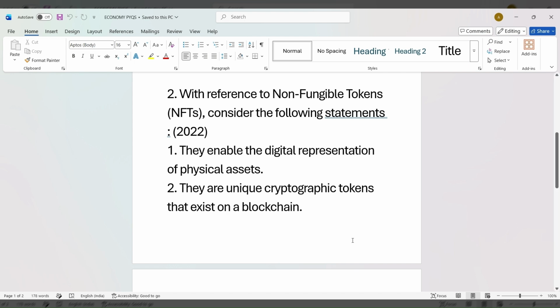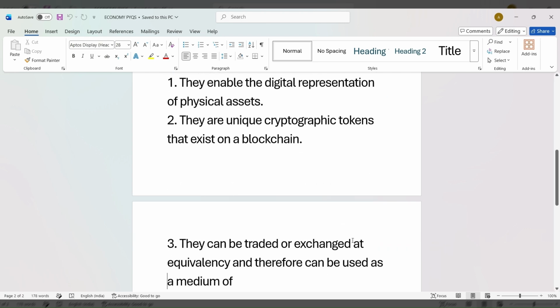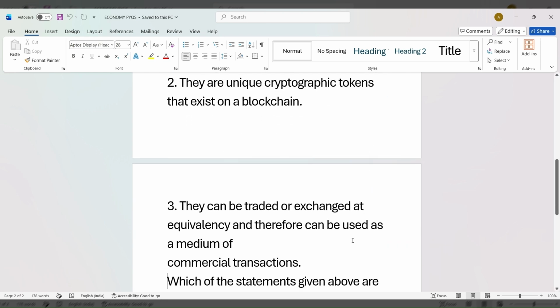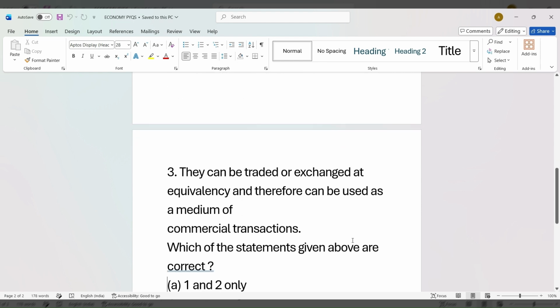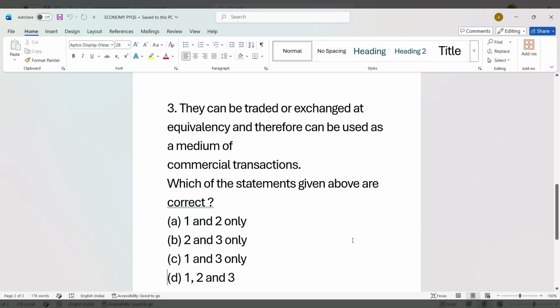So the first option is, they enable the digital representation of physical assets. They are unique cryptographic tokens that exist on a blockchain. Third option is, they can be traded or exchanged at equivalency and therefore can be used as a medium of commercial transactions. Which of the statements given above are correct? 1 and 2 only, 1 and 3 only, 2 and 3 only, 1, 2 and 3.